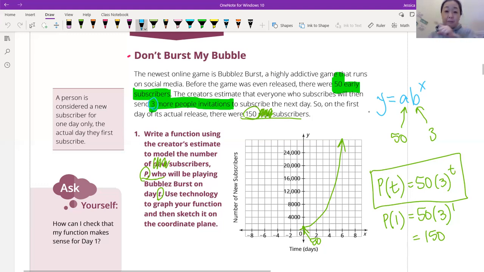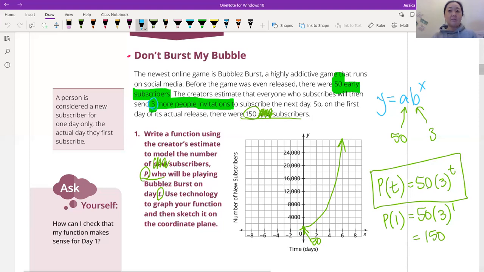Each one of those 50 players is going to send out 3 invitations, and we're not assuming that the same people were invited. So this person's not going to invite the same person as this person right here. So it's 3 over here, 3 over here, for all 50 of them. Then those new invites are going to invite 3 more people. Do you see? It keeps on multiplying by 3. So this is our equation right there.